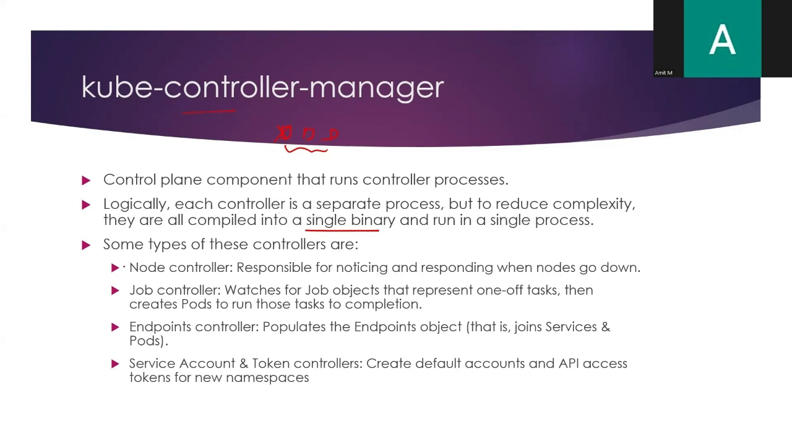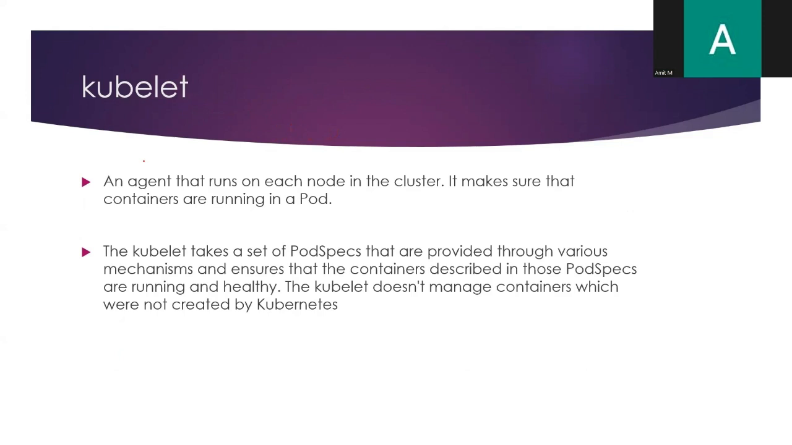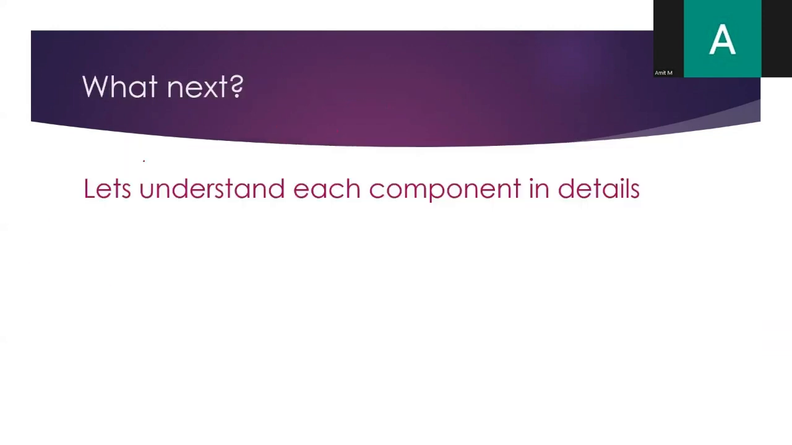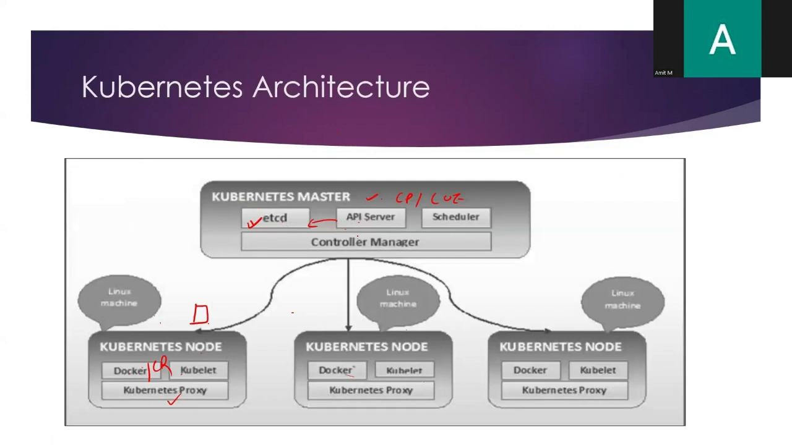So different types of controllers are available, like the node controller, job controller, endpoint controller, service account and token controllers. We will discuss each of the controller manager roles in detail when these APIs come into the picture. The rest of the components, like kubelet, kube-proxy, and container runtime, I will be discussing in another session. To summarize, the Kubernetes control plane or master has 4 major components: etcd, controller manager, API server, and scheduler.